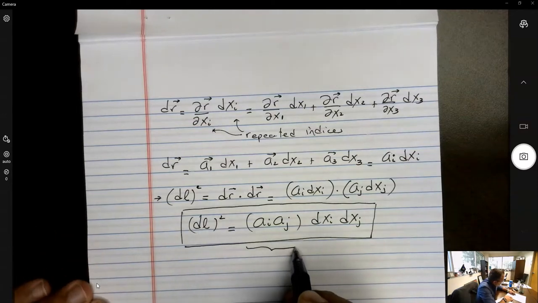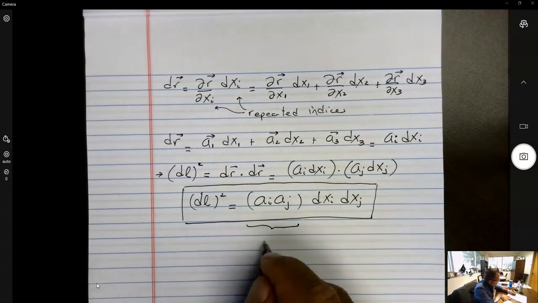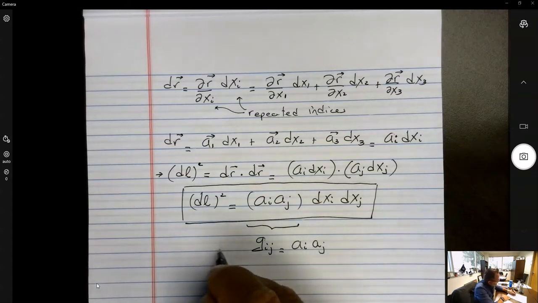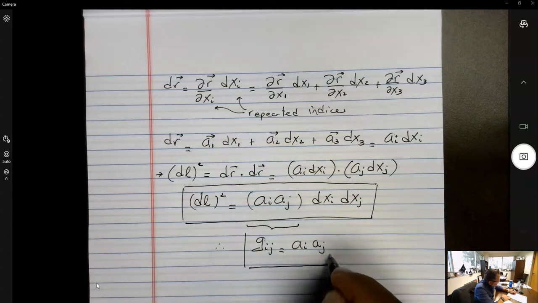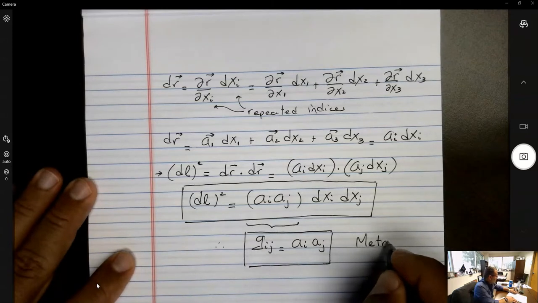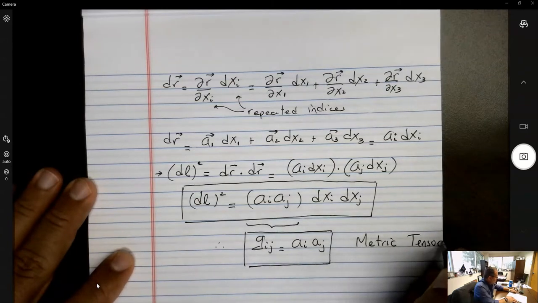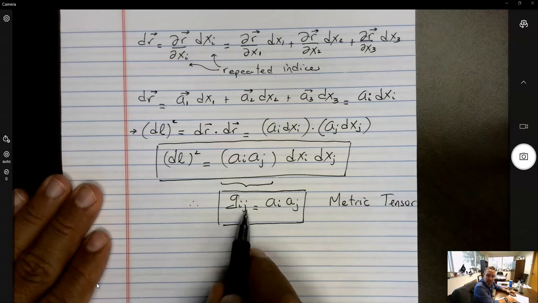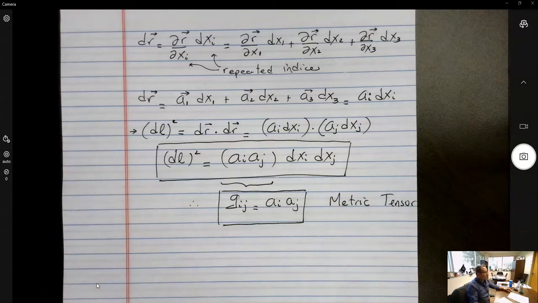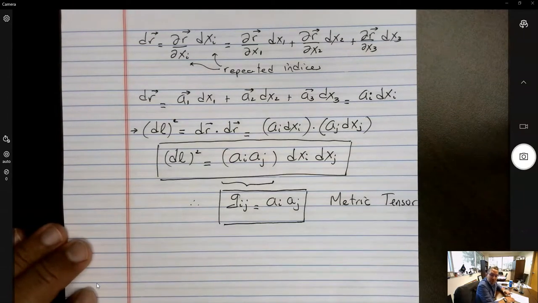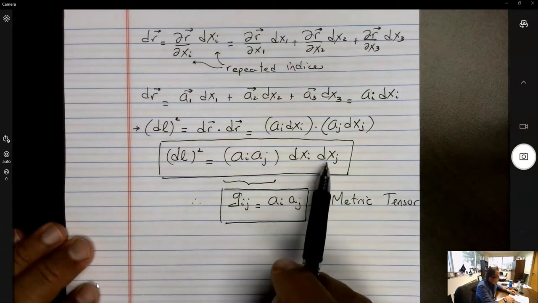This term here, or this array, we call Gij, is ai times aj, and this has a very important name and meaning in all of Riemannian geometry. This is called a metric tensor. So it is in fact a tensor, a square array with index i from 1 to 3 and index j from 1 to 3. So it's a 3 by 3 array that contains the metrics, or essentially the relationship between each of the coordinates in the curvilinear coordinate system that will make up the differential arc length.